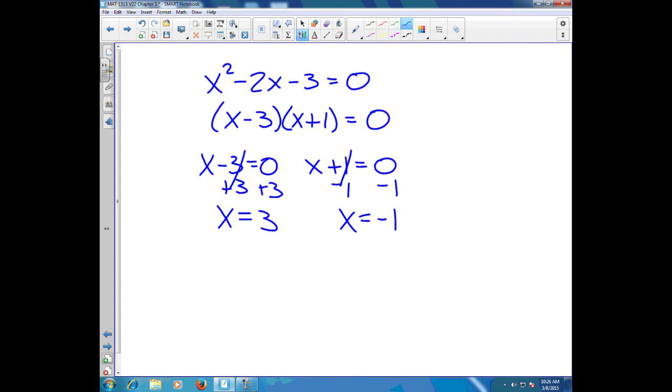So now we just want to check both of our answers. We had the square root of 6x plus 7 is equal to x plus 2. And so if x is 3, we get the square root of 18 plus 7, which is 25. And the square root of 25 is 5. And 3 plus 2 is 5. And so x equals 3 works.